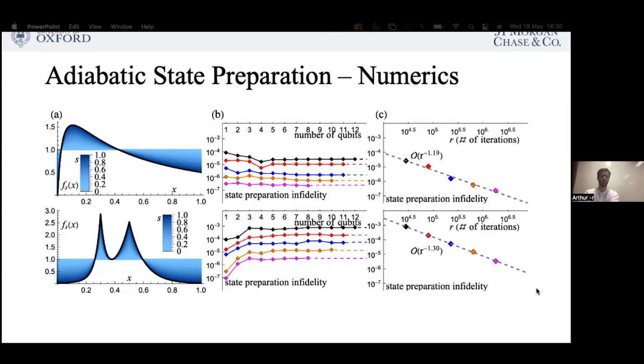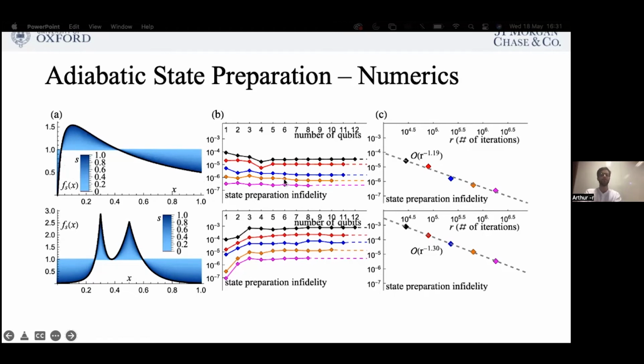Okay, so these figures are a bit busy, but basically what's happening is on the left panel, we show the function that we want to prepare, which is the function in black. And we show the adiabatic evolution via the color gradient. So for any fixed color, you'll just get a single function that corresponds to a certain value of s. So for example, s equals 0 is the light blue function. That's the uniform superposition. And for s equals 1, it's the black function that corresponds to the final function.